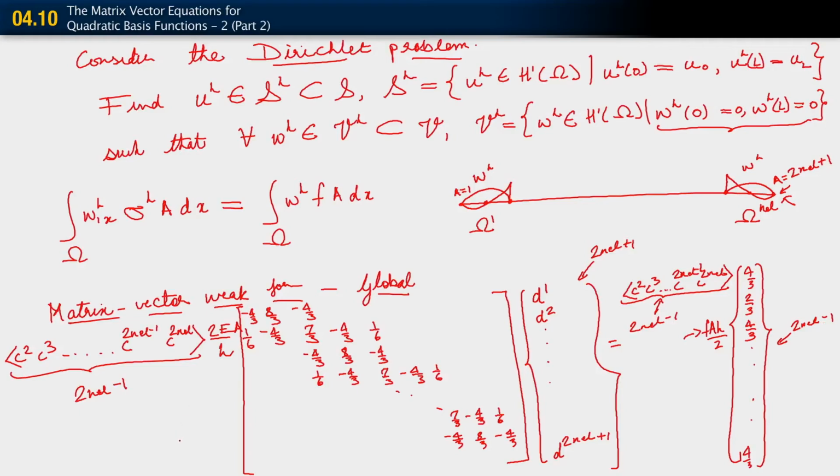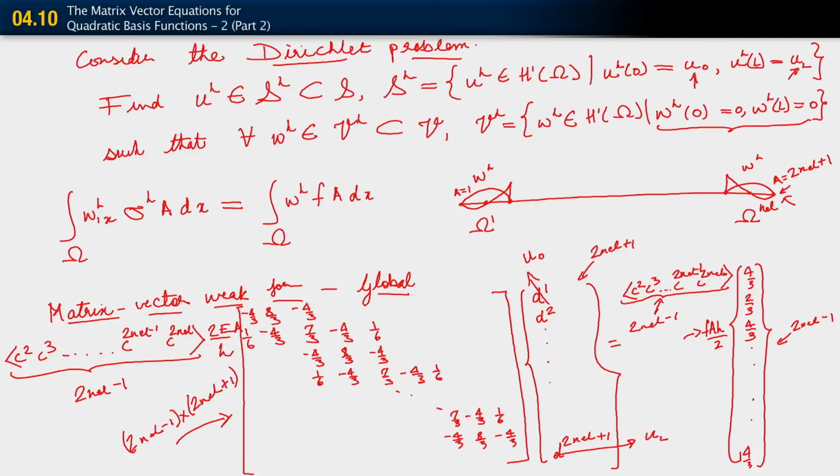This matrix that will eventually give rise to our stiffness matrix has dimensions 2NEL minus 1 times 2NEL plus 1. In the D vector here, D1 is known, it is U0, this Dirichlet condition. This is also known, it is U sub L, that known Dirichlet condition. We will do what we did in the case of the Dirichlet-Neumann problem.